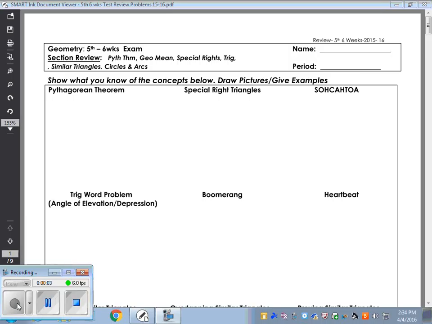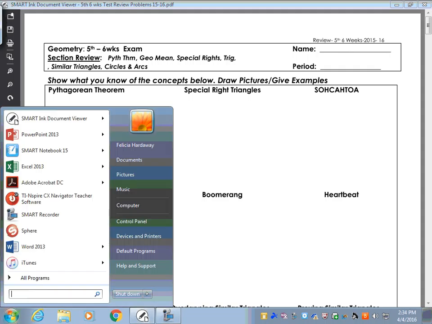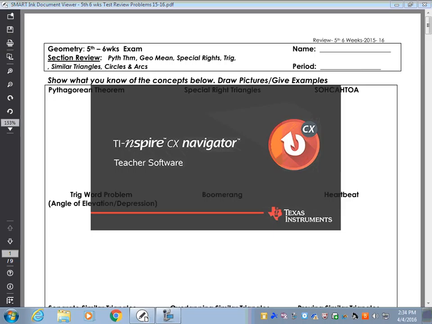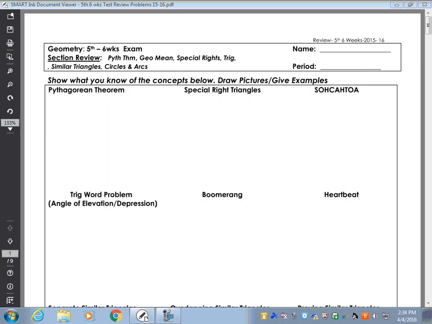Okay, your first check of your review is going to be problems 1 through 16. Let me get the calculator up. You will need the calculator because there are some trick problems in this first section. On the first page, just show what you know about the concept, draw pictures, give examples. This is going to be a completion grade.